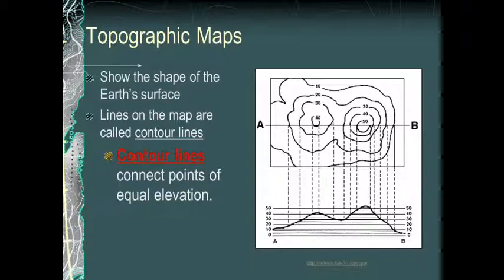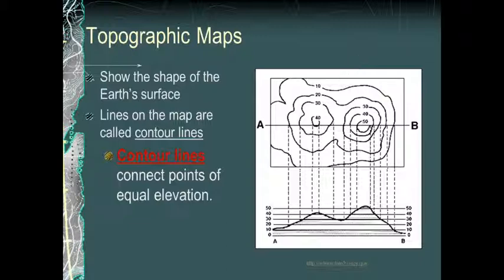Other things that we can see on this topographic map: we can see all the different lines on here. When I'm looking at that line, that's called a contour line. It connects everything that's the same elevation or the same height. Contour lines do not cross. You'll never see lines on a topographic map that cross each other. They can get very close, or they can be very spread out. That's going to tell you something different.